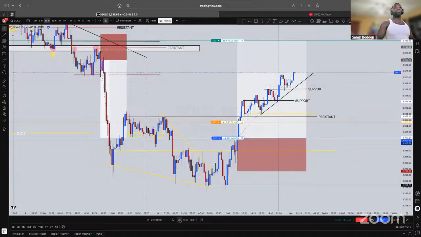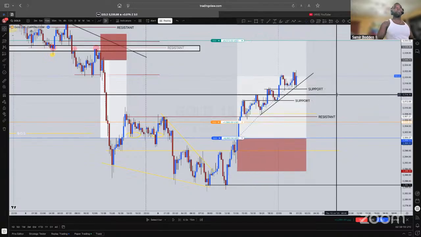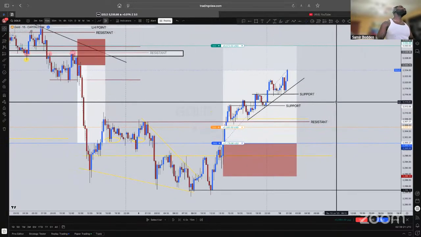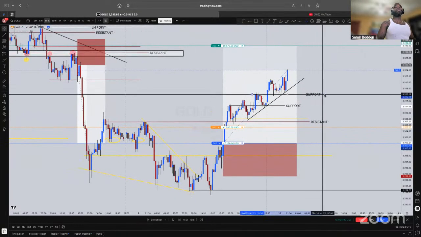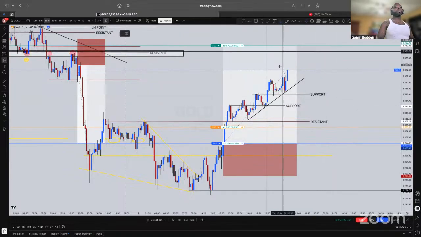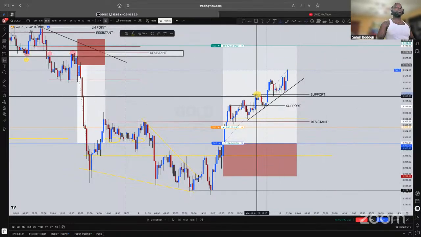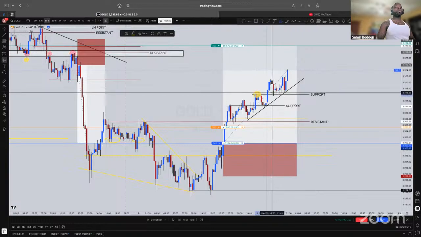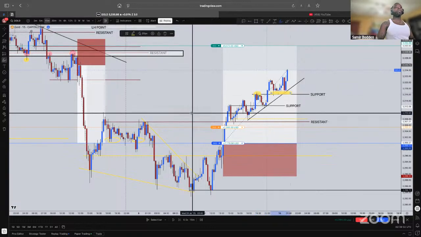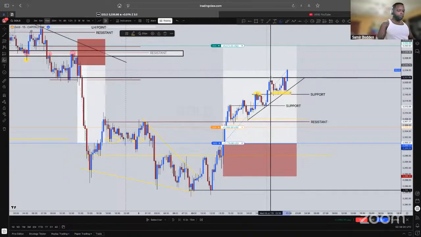Okay, retracing. Boom. We got one next level there. That was a trade. That was a beautiful setup right there where we could have gotten in, which would have been the higher high point here. Then we got the support level here. Then the market just came back and retested it multiple times and then broke again.